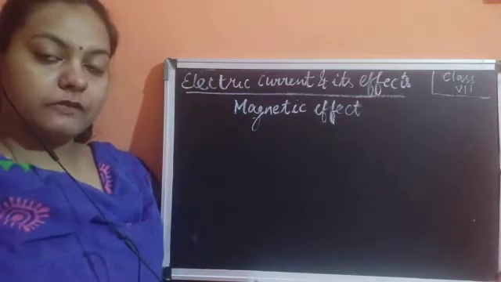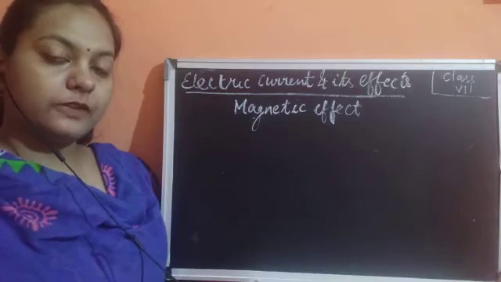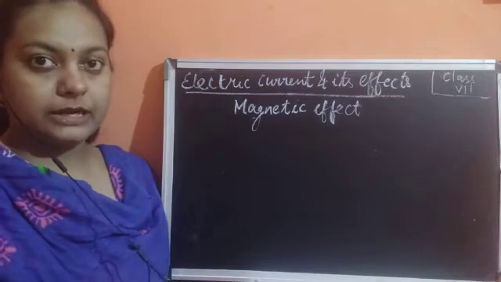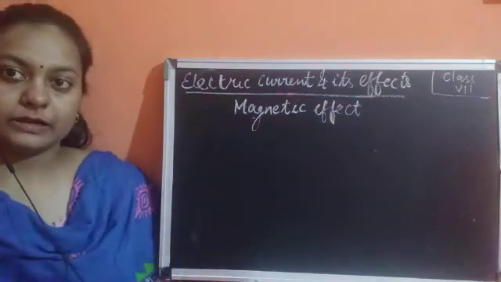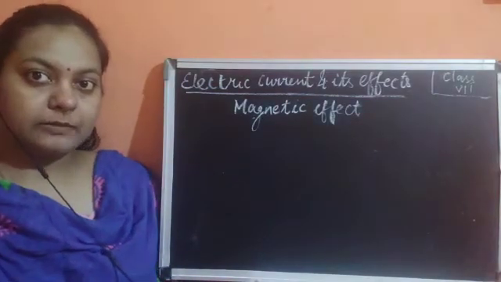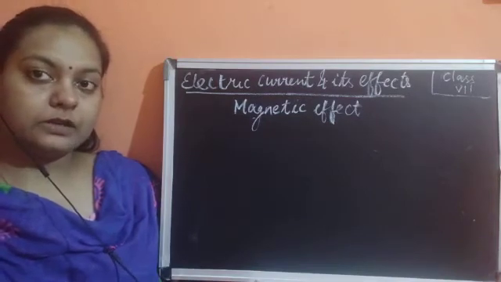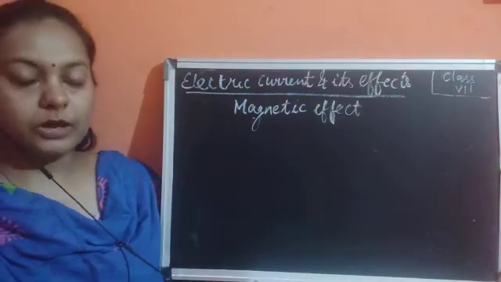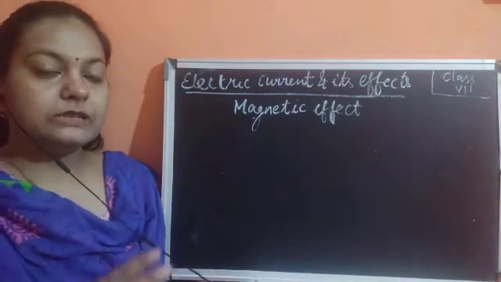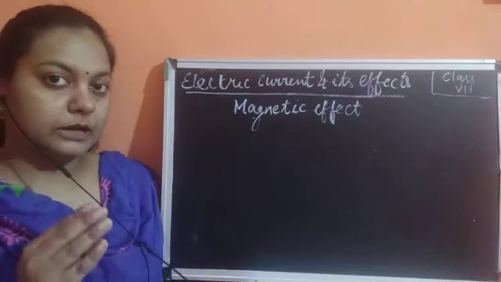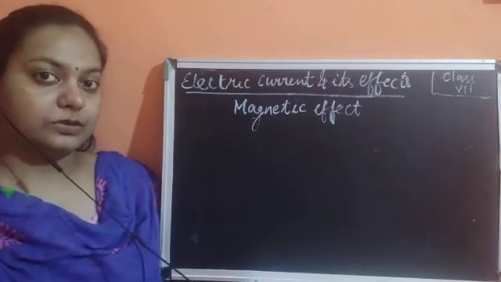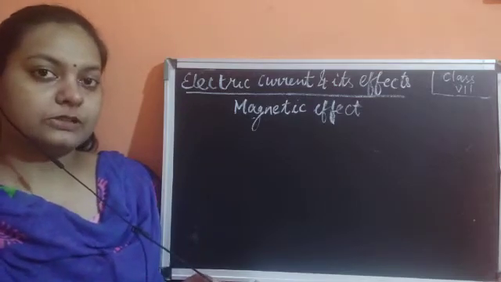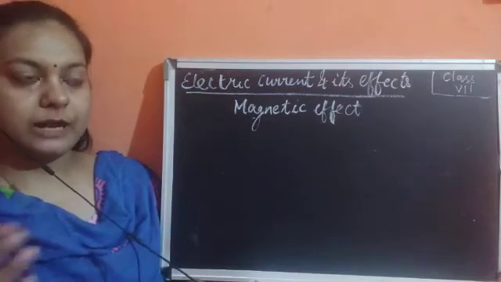Now on the basis of the presence and absence of current in the circuit, it could be of two types: a complete circuit and an incomplete circuit. When all the components are present and working properly, that is a complete circuit, because the switch is on and the current is flowing, because the bulb is glowing.